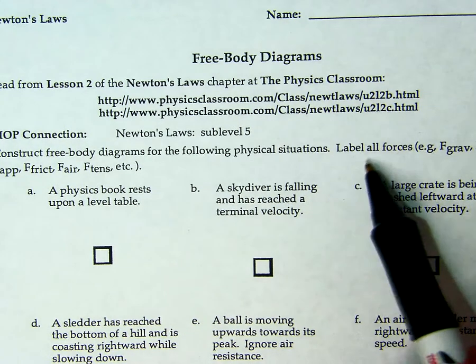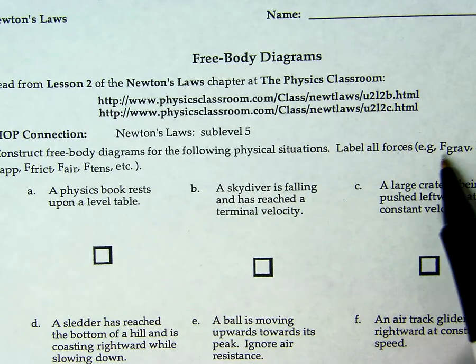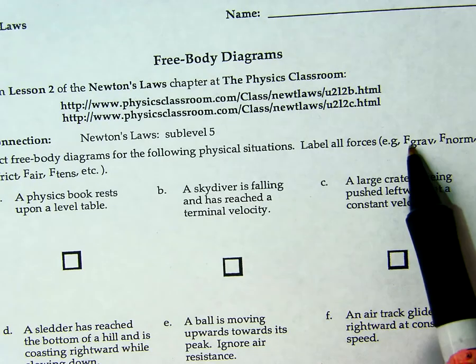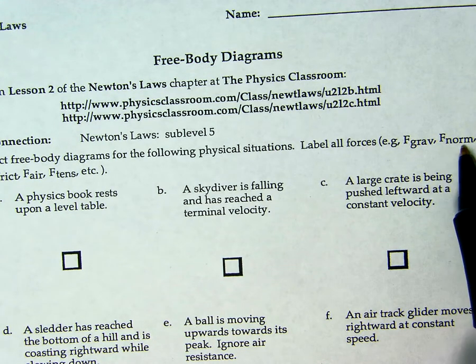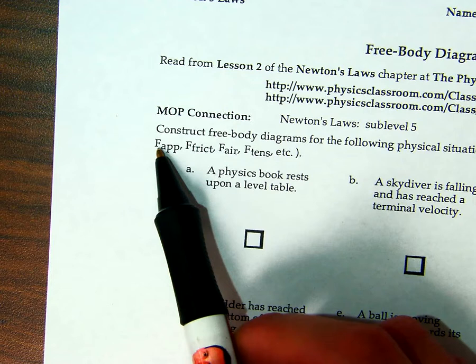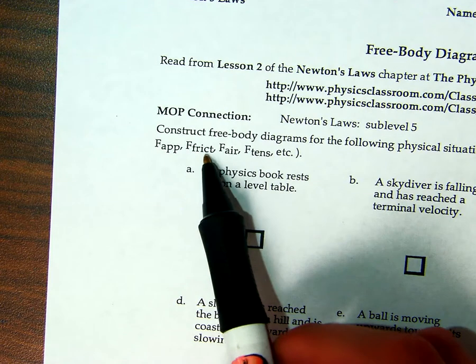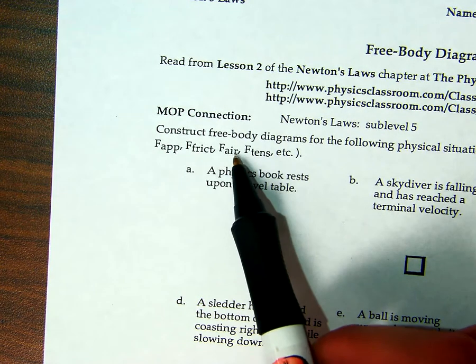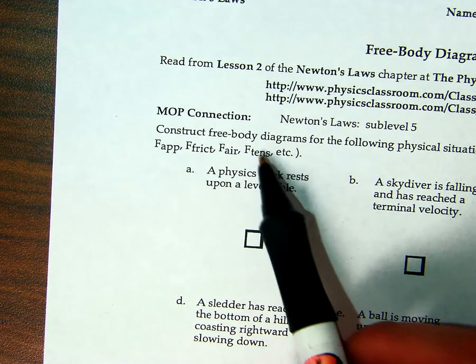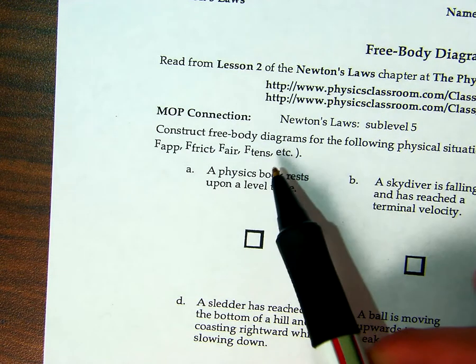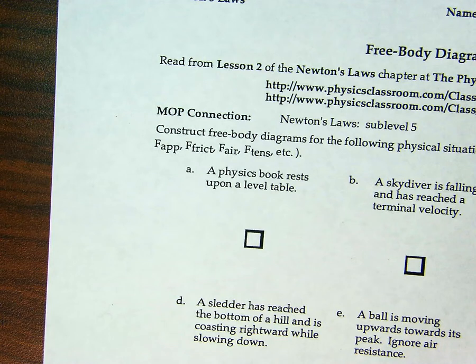If you look up here, we have the different types of forces that we could have. For example, we have the force of gravity. So when we put the subscript down here, we just put force of gravity. This is the normal force. This is the applied force. We have frictional force. We have air resistance or wind resistance force. We have a tension force. So we're just basically labeling the different types of forces that we have.